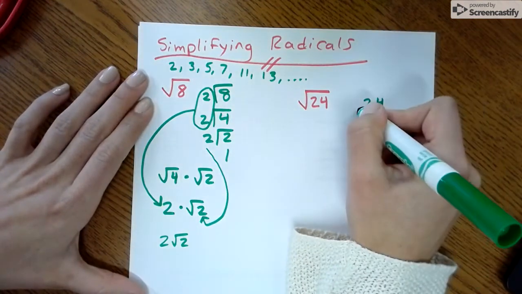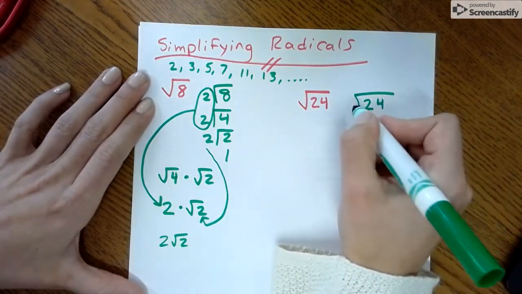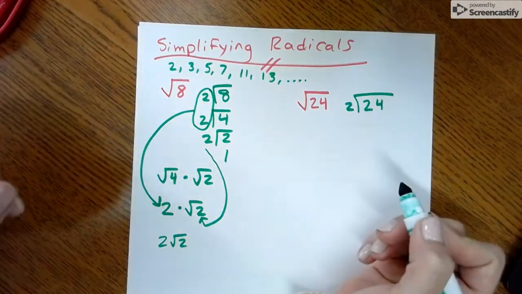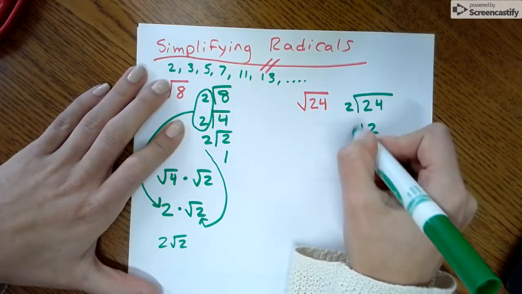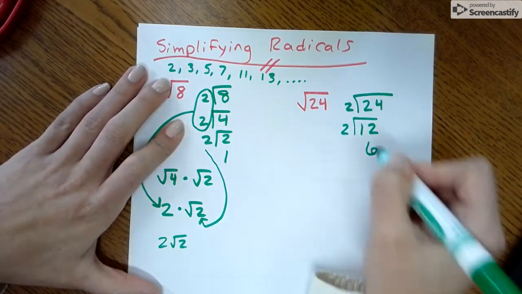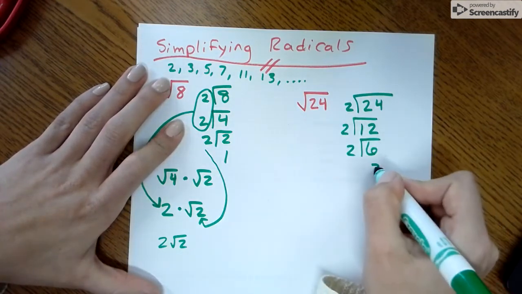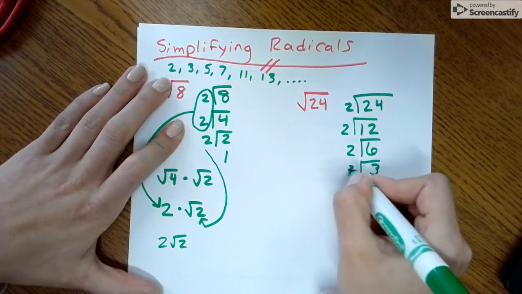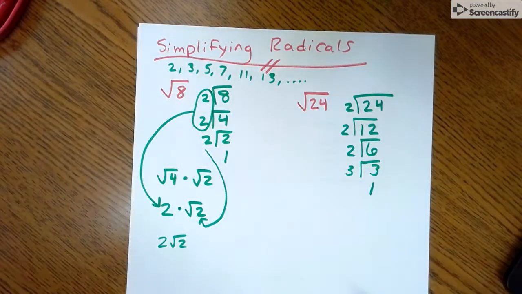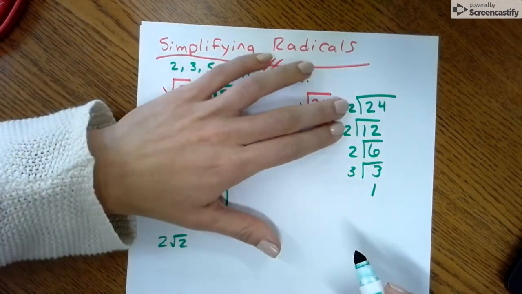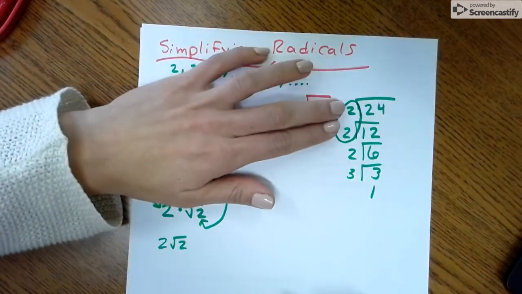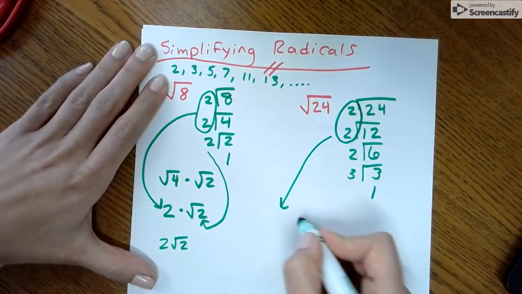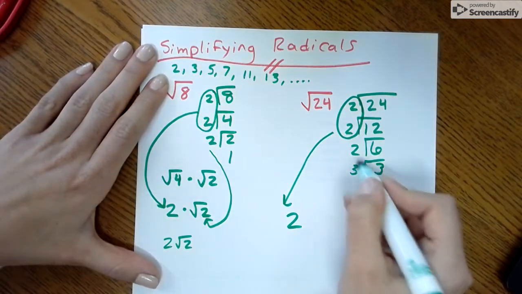So I'm going to take my number, and I'm going to divide it by prime numbers until I get down to 1. So I'm going to start with 2 again, just because that's what I thought of first. So 24 divided by 2 is 12. 12 divided by 2 is 6. 6 divided by 2 is 3, and then 3 divided by 3 is 1, okay? So I'm going to look through here. I have 2 2's, so I'm going to circle those. All right, now again, this is like the square root of 4, which is 2.